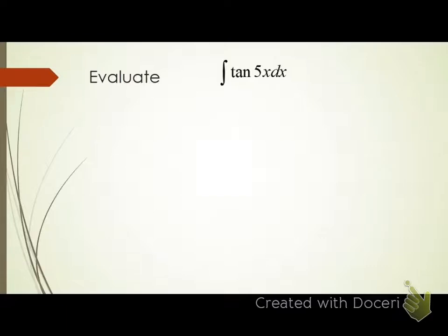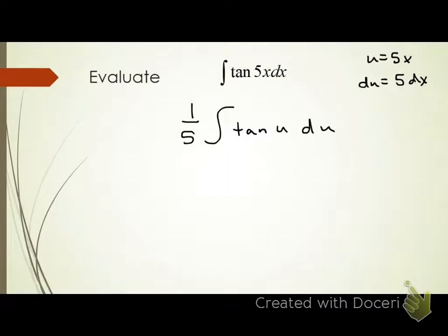Your choice of how you approach this one. My suggestion is make u 5x. What's du? 5 dx. I don't have a 5, do I? So I'm going to put a 1/5 in front. It becomes 1/5 tangent of u du. Everybody agree with that?